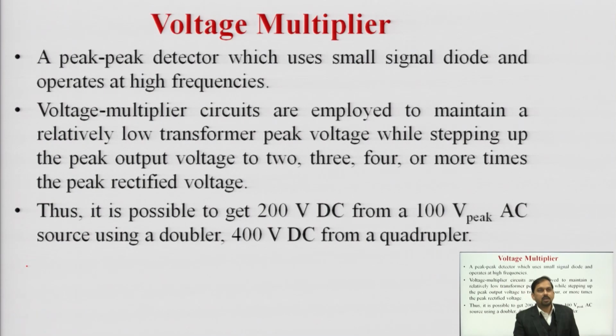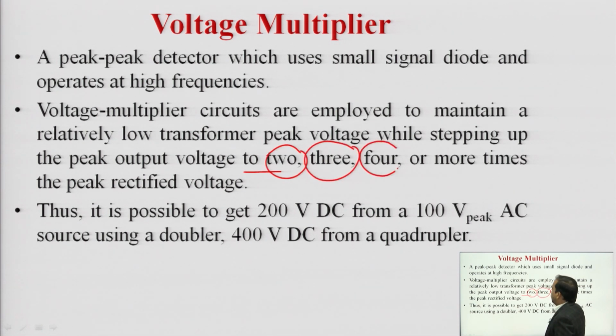Voltage multiplier circuits are employed to maintain a relatively low transformer peak voltage while stepping up the peak output voltage to 2 times, 3 times, 4 times, or maybe more, of the peak rectified voltage.